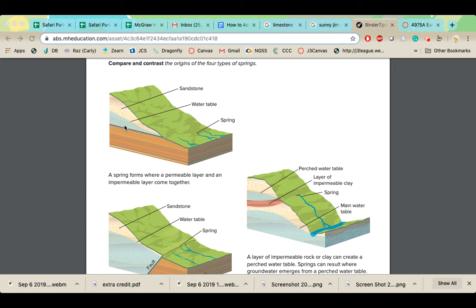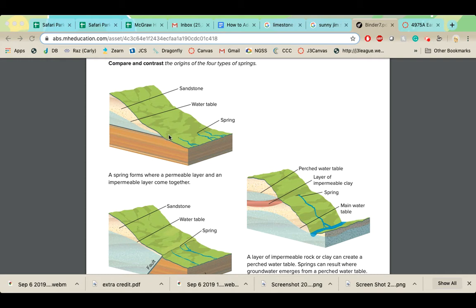Springs will come out wherever the land here meets the water table. So you can see here there's land and here's the water table. And so along this line is where it would meet up. So these springs are coming out of it.